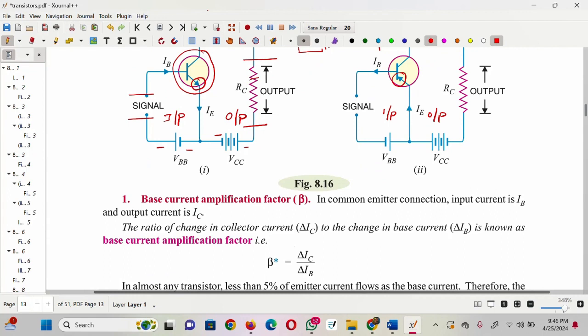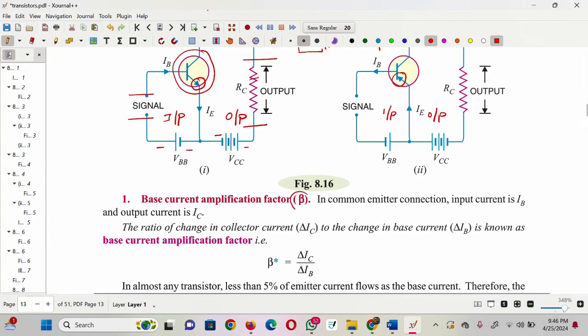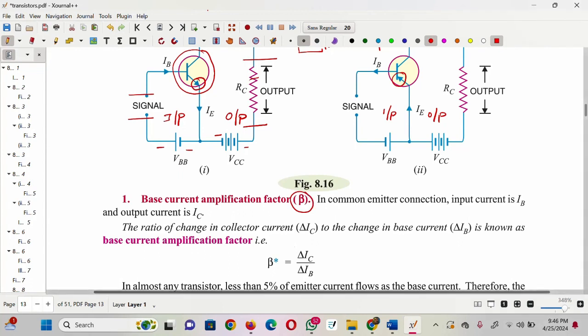So here we are going to take the base amplification factor, like beta terminal. Beta terminal means the input and output circuits we are going to give. There are three terminals available: beta, alpha and gamma.